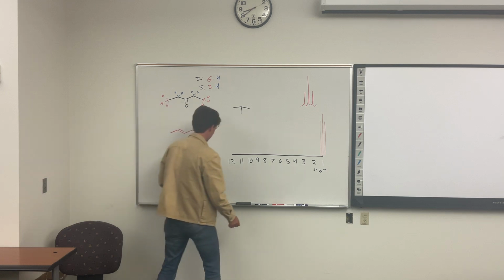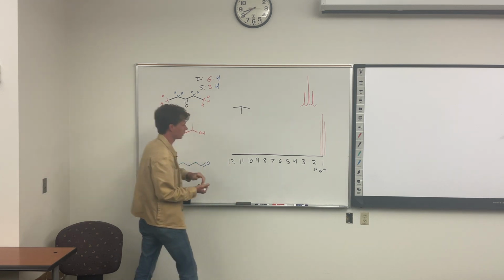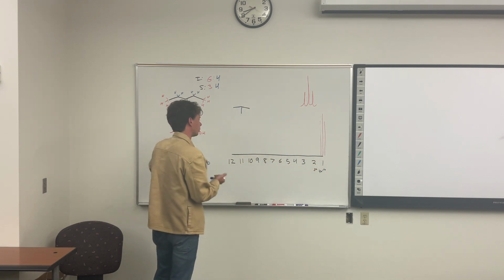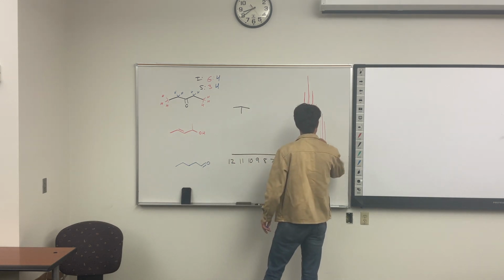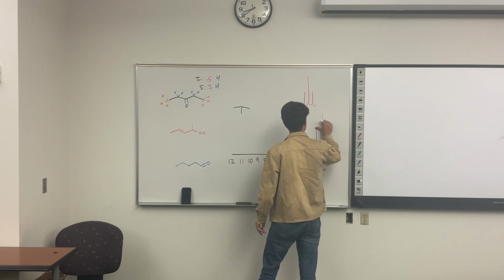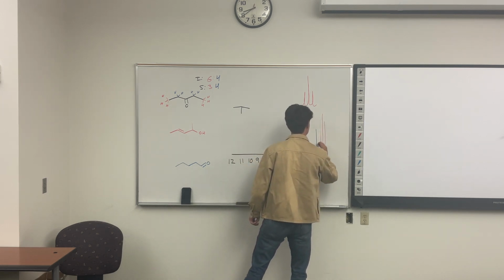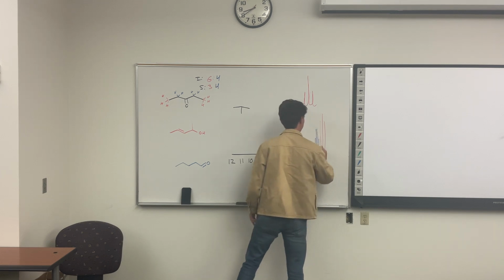I'll go to the blue carbon. I need intensity of 4, split into 4, and it's on a secondary, so it's going to be just a little bit left, a little bit further upstream on our spec. So intensity of 4, so about 2/3 of our red line, and split into 4. So something kind of like that.